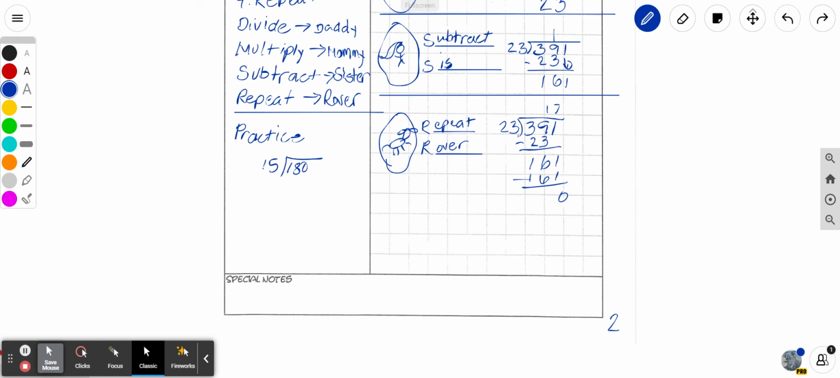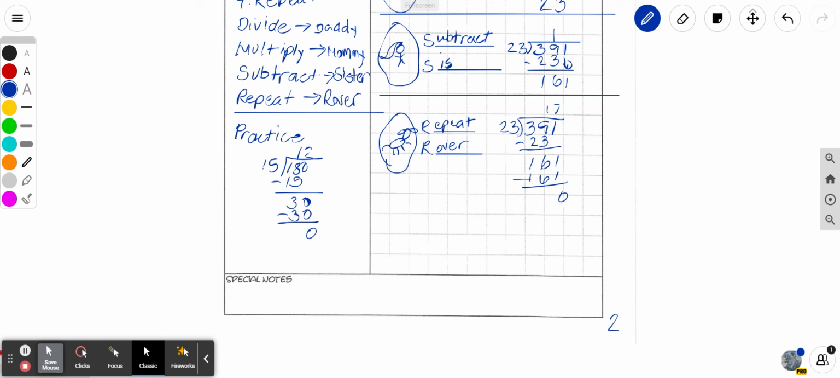So 15 goes into 18 one time. So that is my step 1, divide. Now I'm going to multiply. Step 2, 15 times 1 is 15. Now I'm going to do step 3, which is subtract. I'm going to bring this 0 down. 8 minus 5 is 3, and 1 minus 1 is 0. Now I'm going to repeat. 15 goes into 30 2 times. 2 times 15 is 30, so I'm going to now subtract, and I get 0.